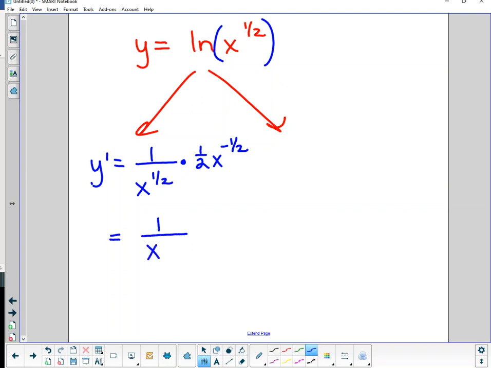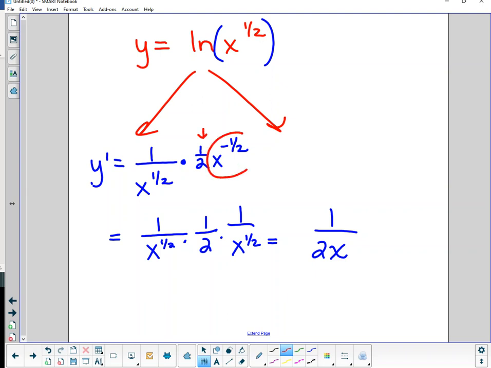And so then if we clean this up a little bit, that's going to be equivalent to 1 over 2x. A couple things have to happen to make that happen. I have to understand how the half works. I have to understand how x to the negative 1/2 can get rewritten. And I have to understand how x to the 1/2 times x to the 1/2 makes x using the exponent rules.